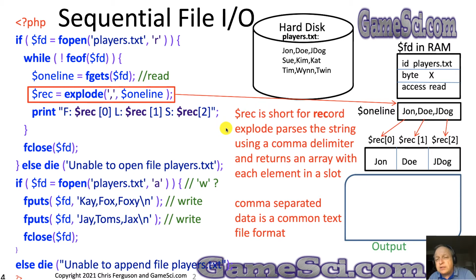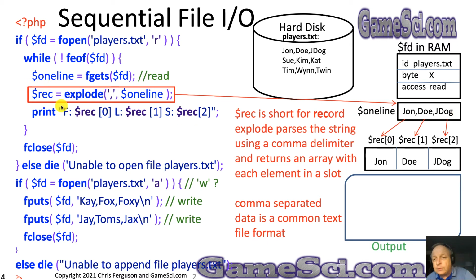The explode parses the string using the comma delimiter and returns an array with each element in a slot. The explode function says look for commas and separate the data in $line on the comma. This is comma separated data. It's a common text file format. See that comma right here? It means this, John, goes in record subscript 0. And then after the comma, Doe goes in record subscript 1, comma JDog goes in record subscript 2. It's called parsing a string. We are breaking up this string into its 3 individual pieces, and what explode does is it assigns it to an array variable.